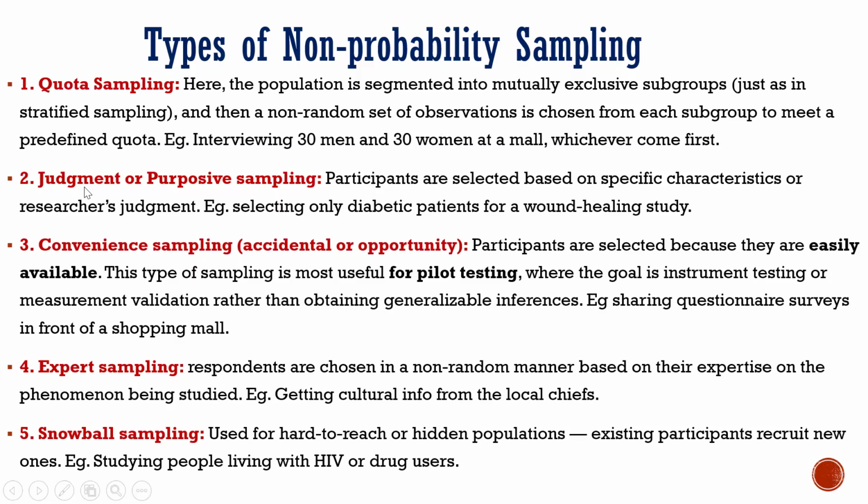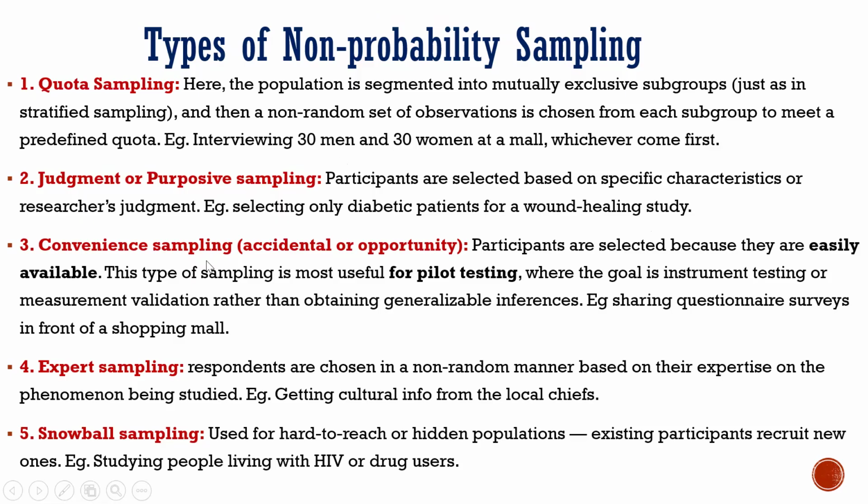Then we have another type, judgment or purposive sampling, where participants are selected based on specific characteristics or the researcher's judgment. Because maybe you want particular information or you want your research to be in a particular group. That's how you select that particular study group. For example, selecting only diabetic patients for a wound healing study. You can see it is a kind of purposive sampling, because they are diabetic patients. That's why you are particularly selecting them.